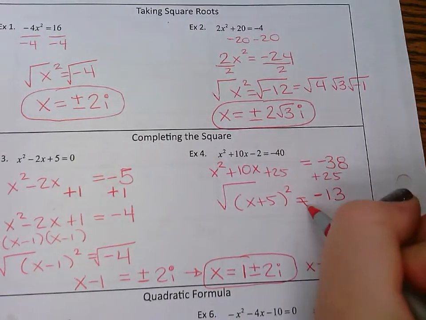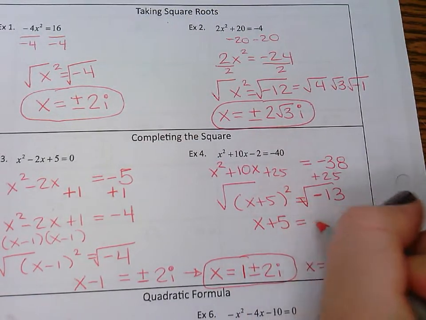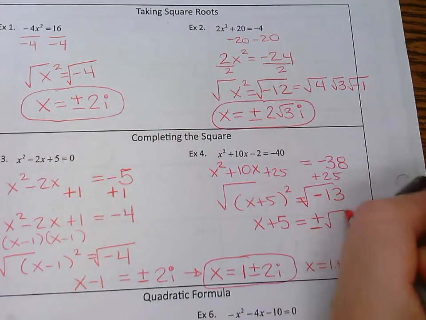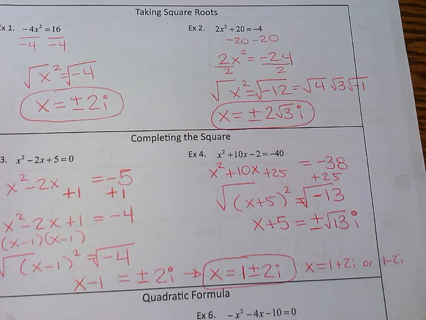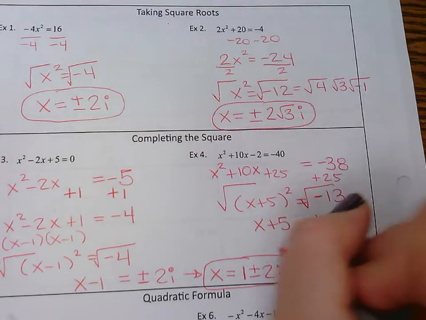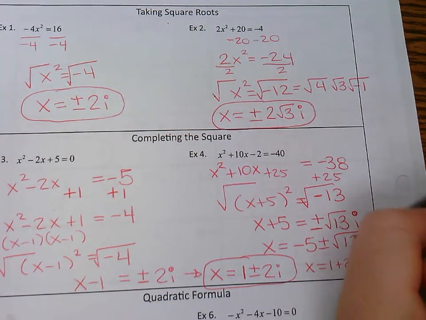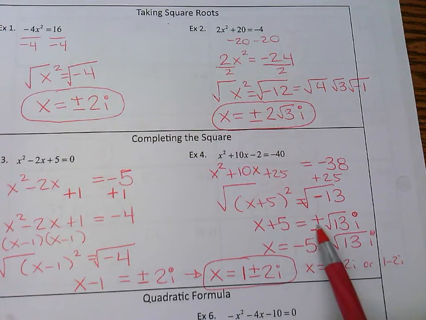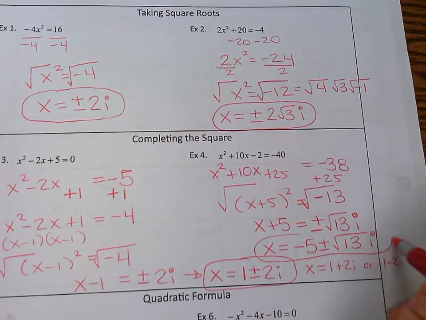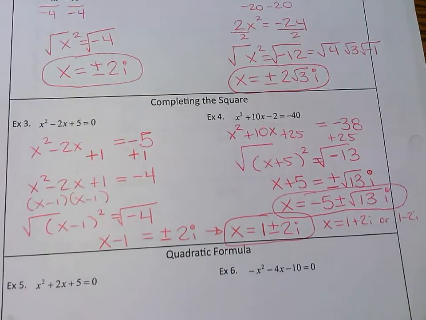Take the square root of both sides of the equation. X plus 5 by itself is plus or minus the square root of 13i, because 13 doesn't have any perfect square factors. So my final answer is to subtract 5 to the other side. So my final answer would be negative 5 plus or minus the square root of 13i. So kind of a messy answer, but we followed the steps of completing the square.